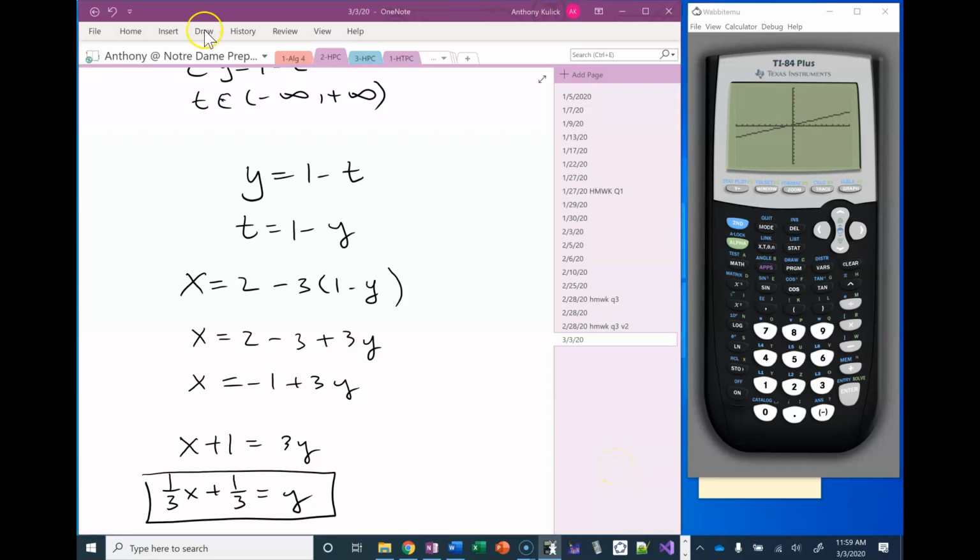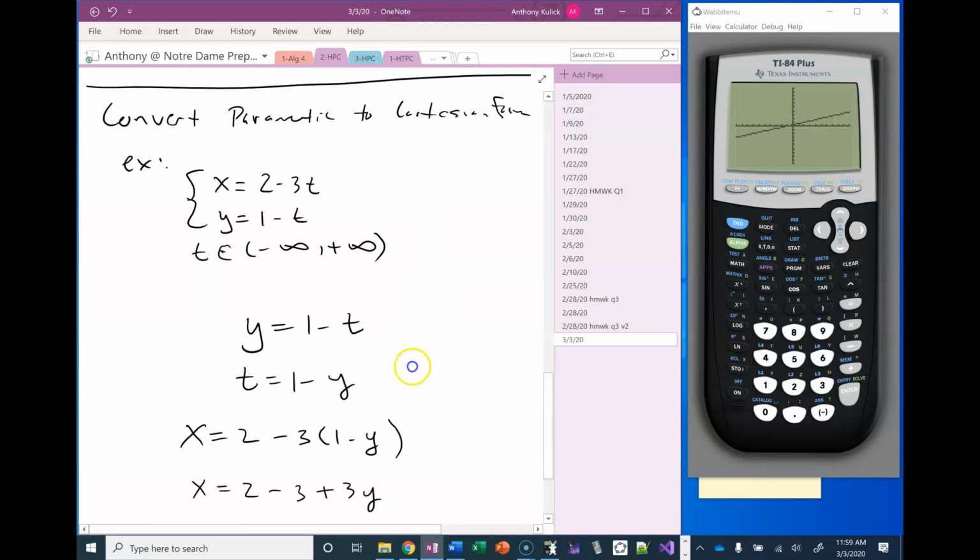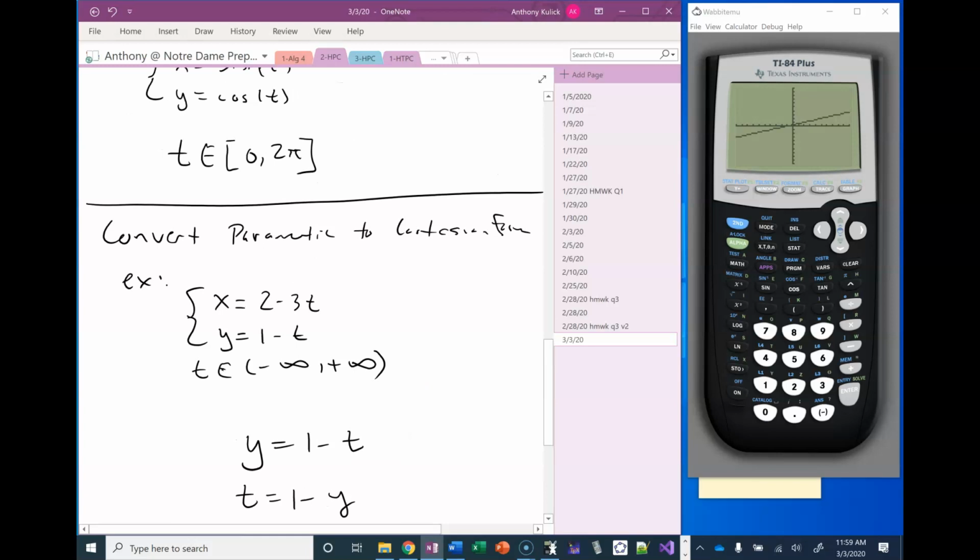Okay. What would also be nice is to be able to determine the domain and range for our function in Cartesian form. This is relatively easy to do because we can use our parametric form and our parameter interval to determine that. So if I take the 2 endpoints of my interval and plug them into x, that's going to give me my domain. If I plug negative infinity into that, what am I going to get?